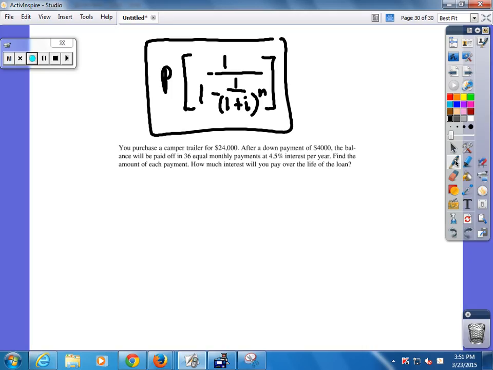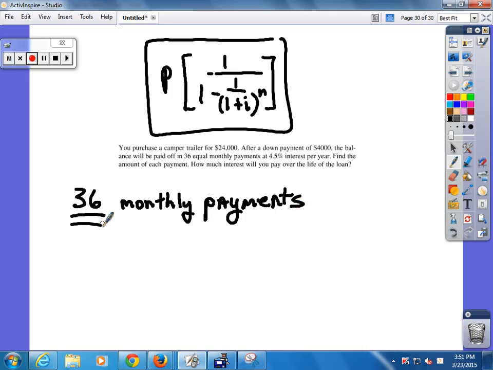All right, so you purchase a camper trailer for $24,000. After a down payment of $4,000, the balance will be paid off in 36 equal monthly payments. All right, 36 equal monthly payments is important. 36 monthly payments. Now, let me ask you something. What are the payments going to be based on? The years that you finance. All right. So I'm financing this one for how long? 3 years. 3 times 12 is 36.